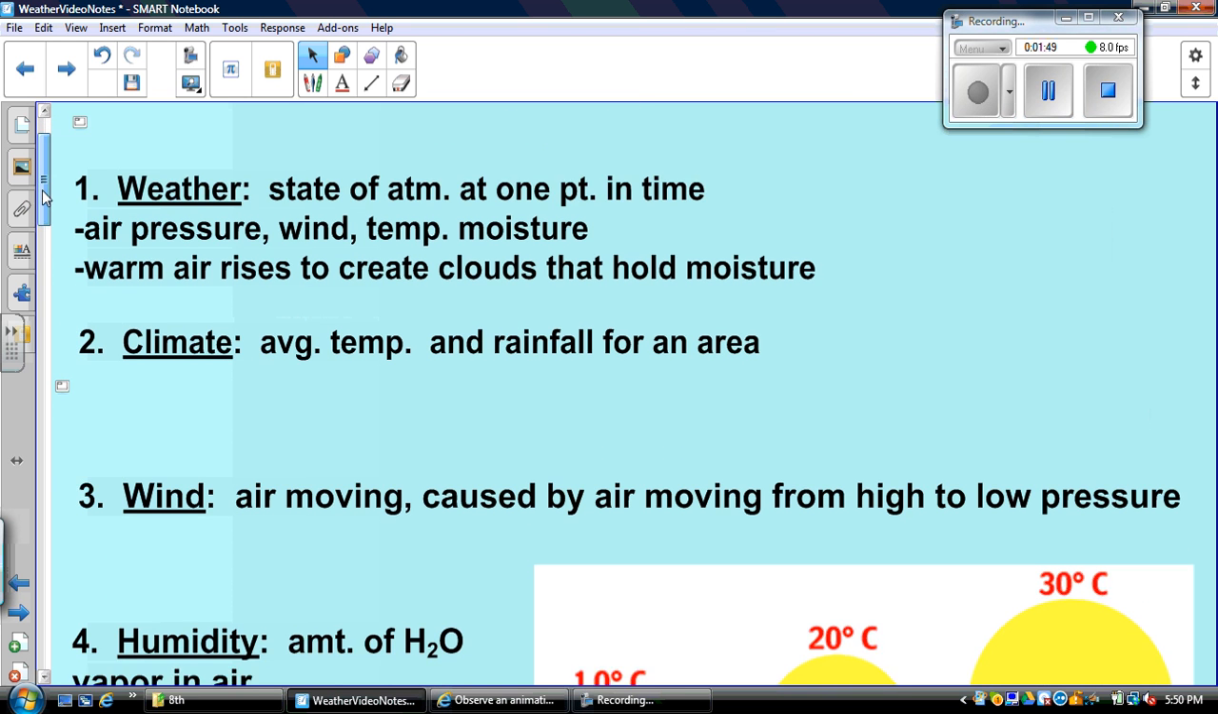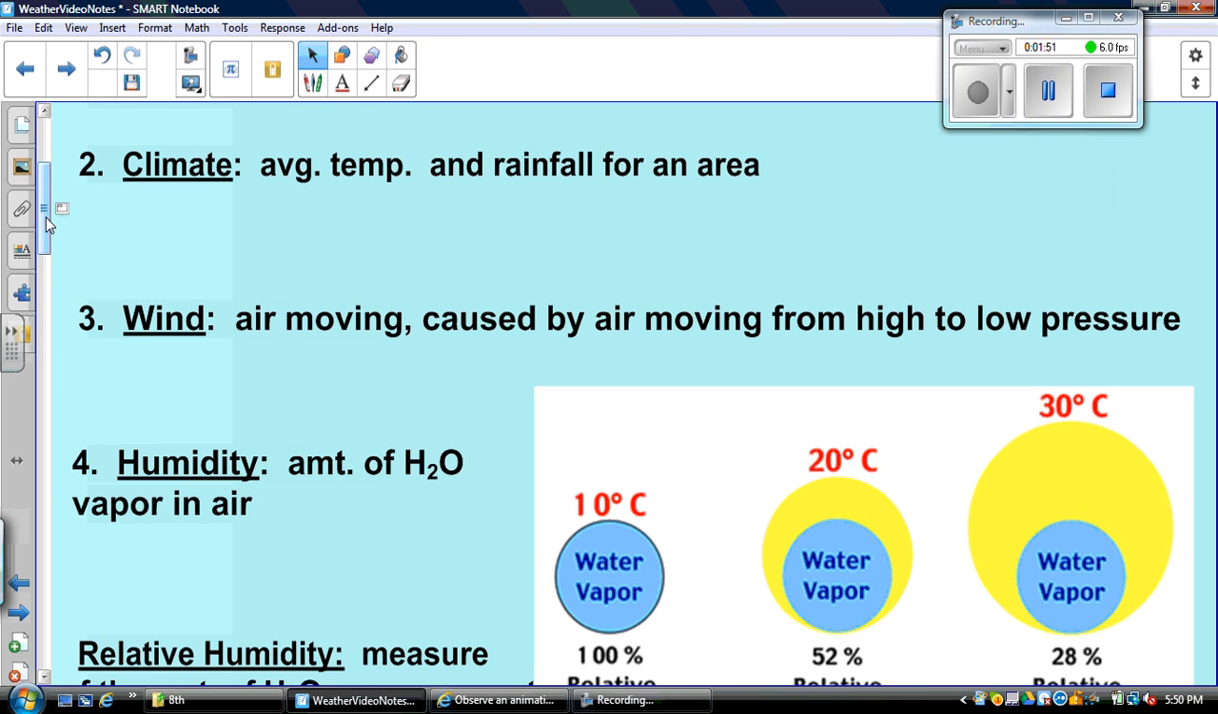Now, in order to create weather, we have to have wind. Wind is when air moves, and it's caused by air moving from high to low pressure. So remember, we were talking about pressure being the amount of matter that's getting pulled down by the force of gravity. Wind is caused when air moves from high to low pressure. And we're going to come back to that when we get to high and low pressure a little bit later on in the notes.